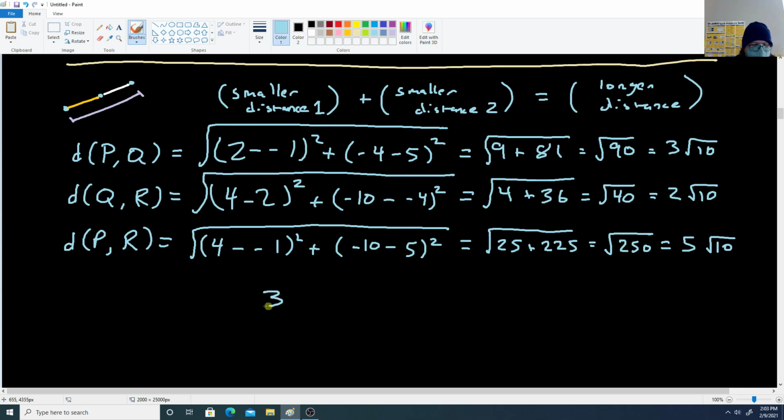So to check this, we say, all right, the smaller values, 2 square roots of 10 plus 3 square roots of 10. We want to see what does that equal. Well, 2 square roots of 10 plus 3 square roots of 10 equals 5 square roots of 10. And 5 square roots of 10 is the longer distance. So these add up to be the longer distance, which means the 2 shorter distances add up to the longer distance. So the points all fall in the same line. So in this case, yes, the points are collinear.